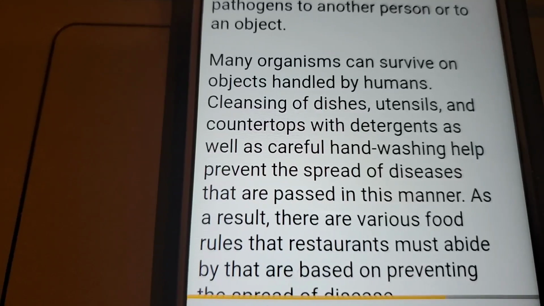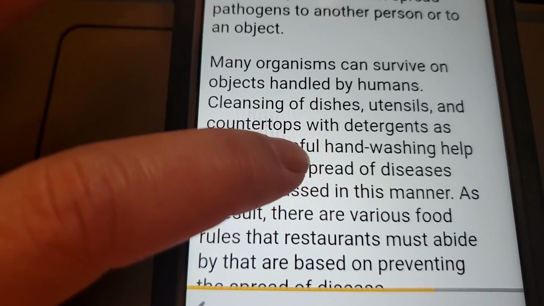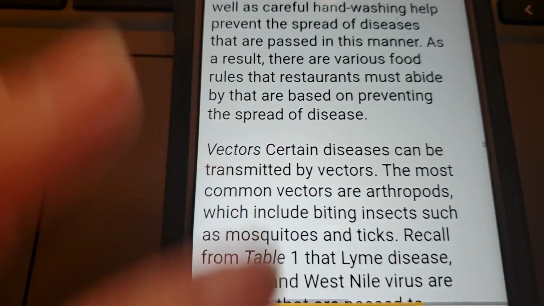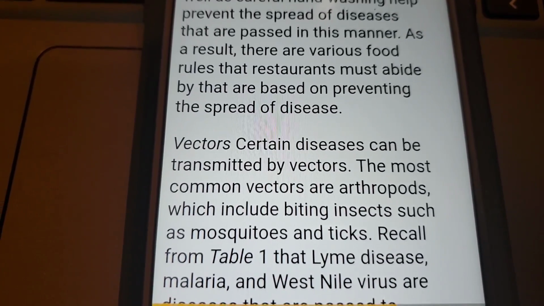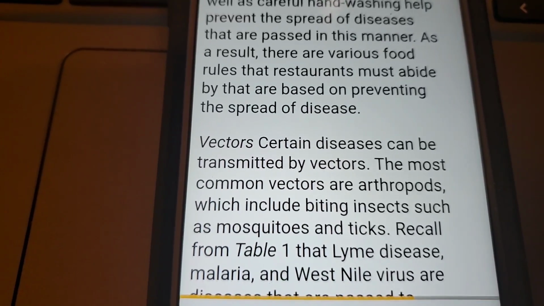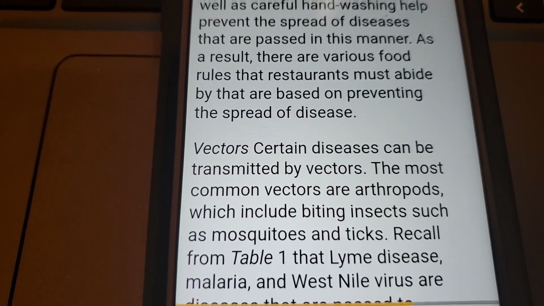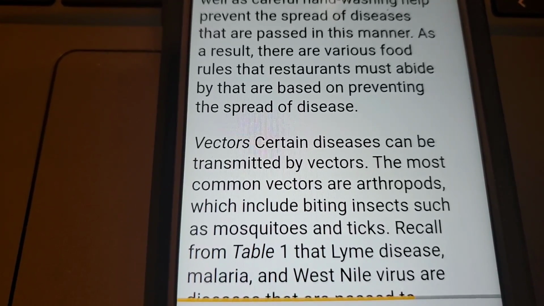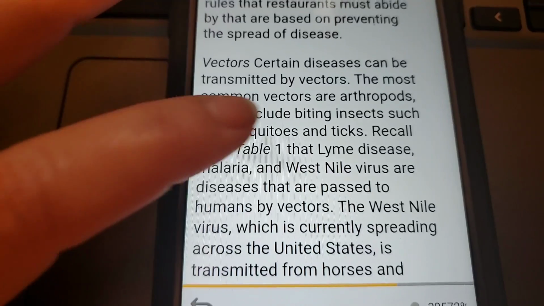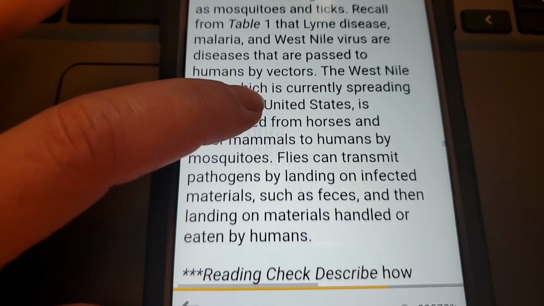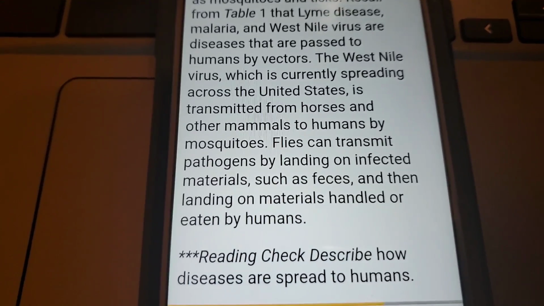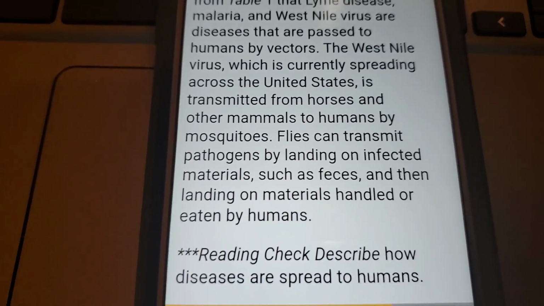As a result, there are various food rules that restaurants must abide by based on preventing the spread of disease. Certain diseases can be transmitted by vectors. The most common vectors are arthropods, which include biting insects such as mosquitoes and ticks. Flies can transmit pathogens by landing on infected materials such as feces and then landing on materials handled or eaten by humans.